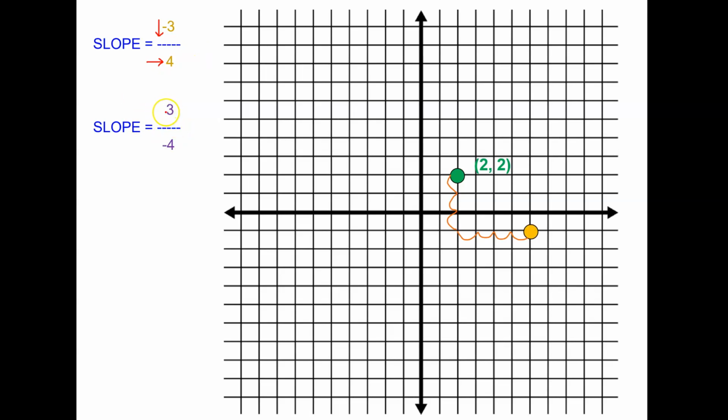Similarly, on the bottom, a positive 3 in our numerator means we're going to move up 3 spots. A negative number in the denominator tells us we need to move to the left. So we'll move to the left 4 spots and drop our new point. Once again, this turns into a straight line.